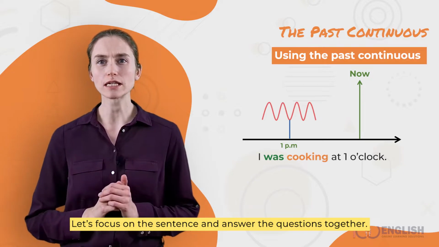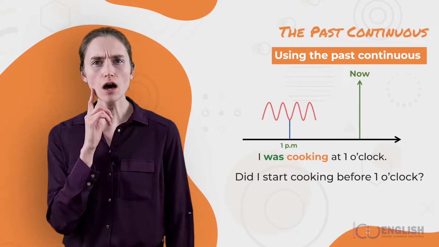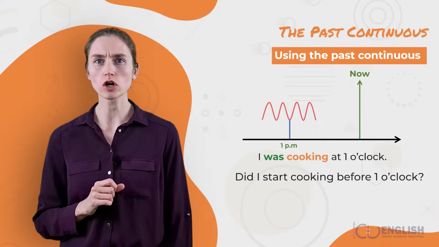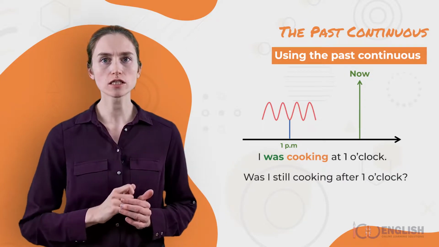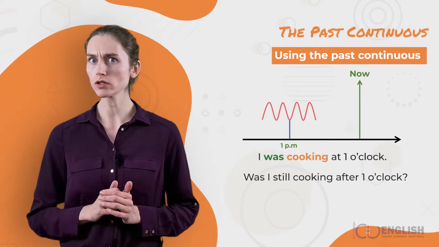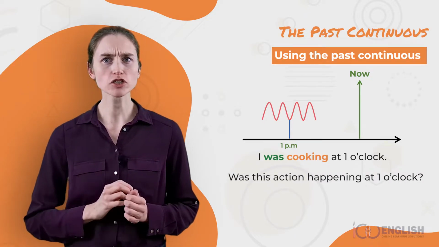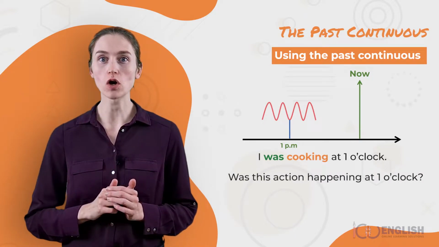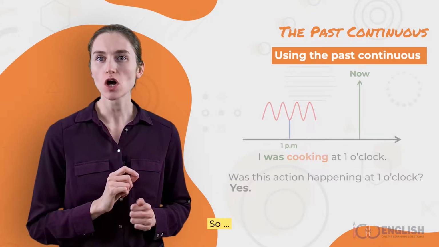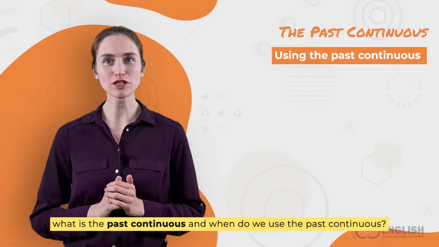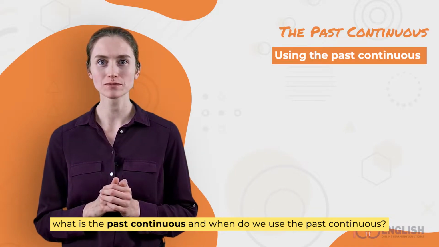Let's focus on the sentence and answer the questions together. Did I start cooking before 1 o'clock? Yes. Was I still cooking after 1 o'clock? Yes. Was this action happening at 1 o'clock? Yes. So, what is the past continuous? And when do we use the past continuous?